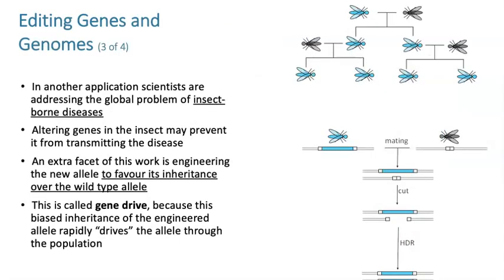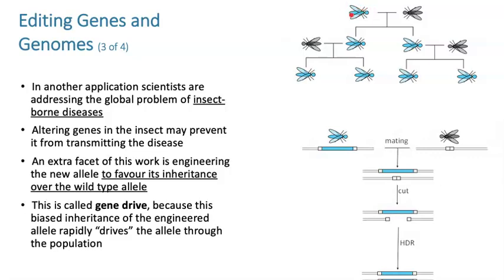Here's another really interesting thing that's been done with the CRISPR Cas9 system. They have been using this insertion of genes to deal with insect-borne diseases. You've probably heard of a lot of diseases, including malaria, that are caused by insects. So what scientists have done is altered the genome of these insects to prevent them from transmitting the disease. They've done something called adding a gene drive.